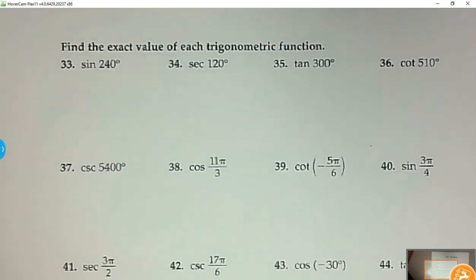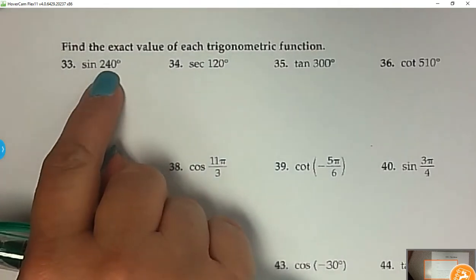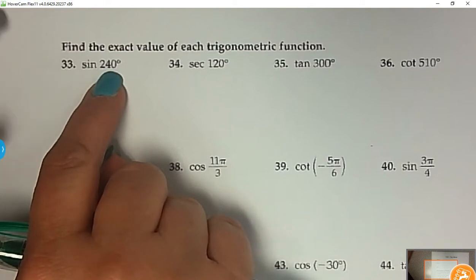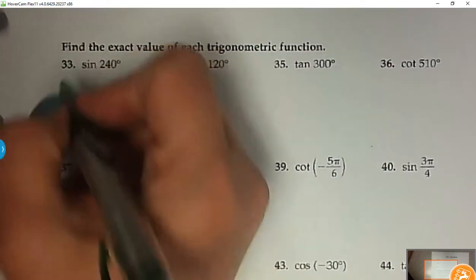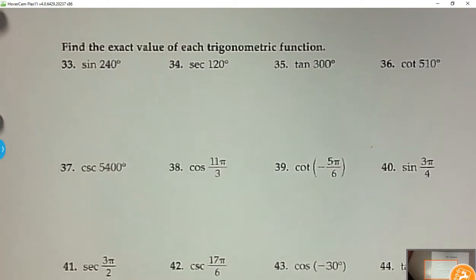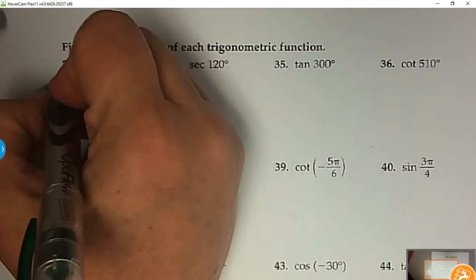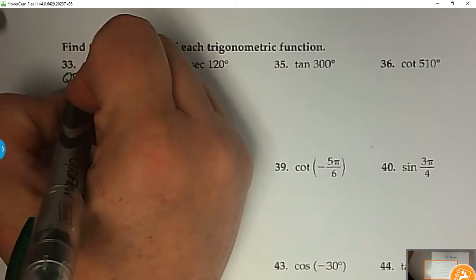So here, starting out, number 33 at the top, if I want the sine of 240 degrees. Remember, first thing on our list was to find a coterminal that was between 0 and 360. Well, this is already there, so I can skip that step. Then I need to know what quadrant this is in. In quadrant 3, that's where you get things between 180 and 270. So this is quadrant 3.